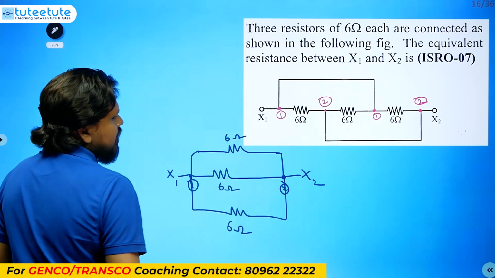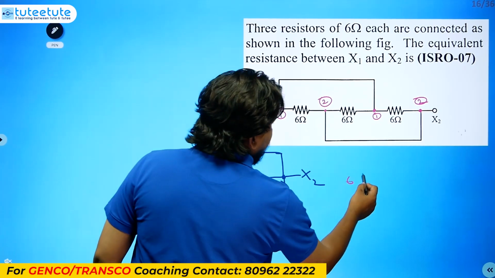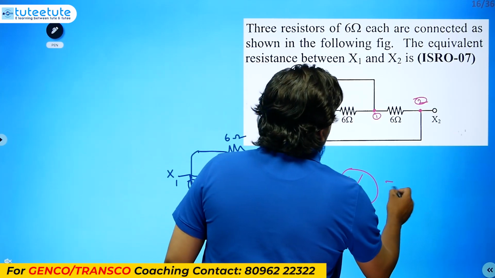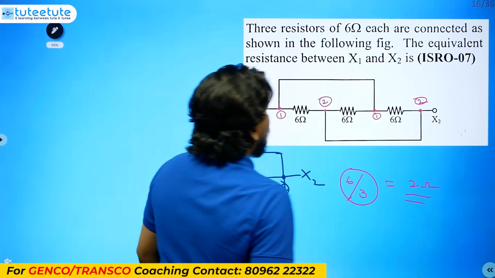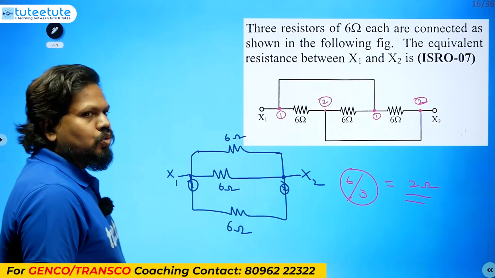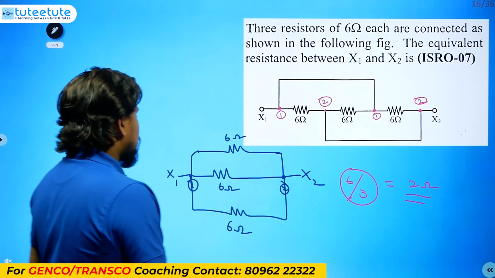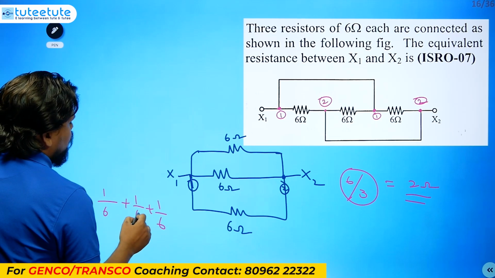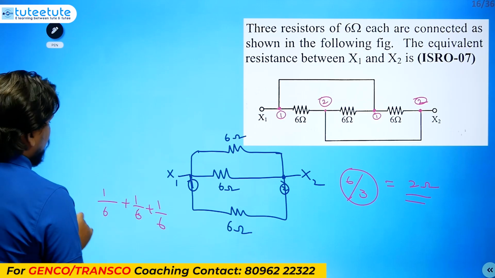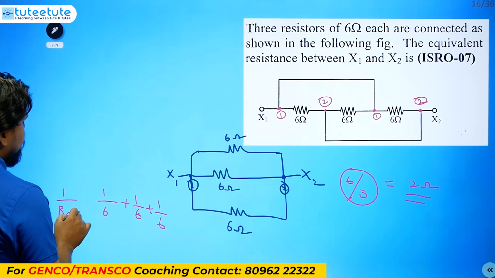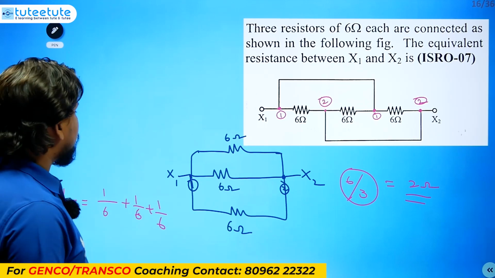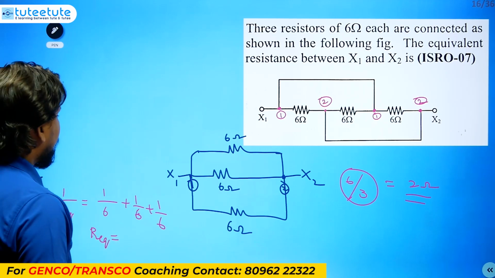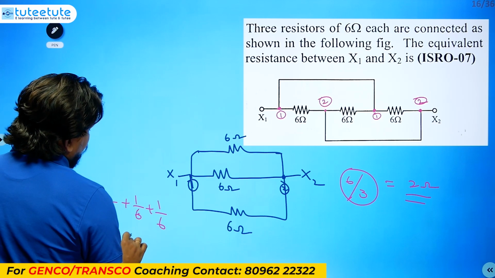Anyhow, this is the complete connection. All three 6 ohms are connected in parallel, so you will get 6 divided by 3, which is 2 ohms. How did we get 2 ohms? 1 by R equivalent equals 1 by 6 plus 1 by 6 plus 1 by 6. No need to do all these things; directly R equivalent is 2 ohms.